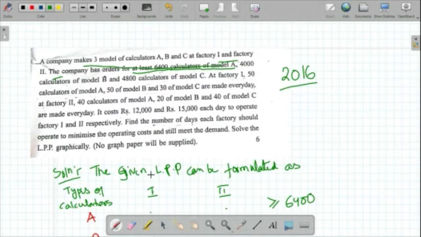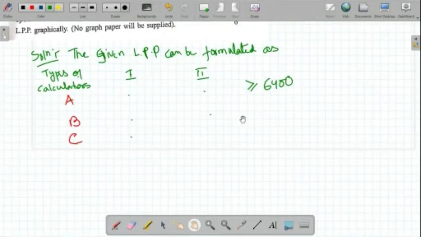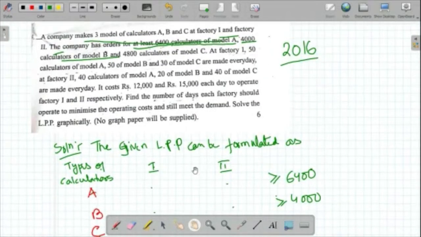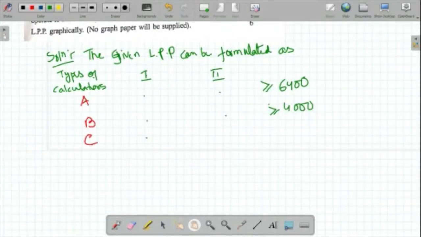Okay, next, it says 4,000 calculators of model B. That means at least, so B minimum is 4,000, right? Next, 4,800 calculators of model C. So for C, we require 4,800. Up to this is okay.